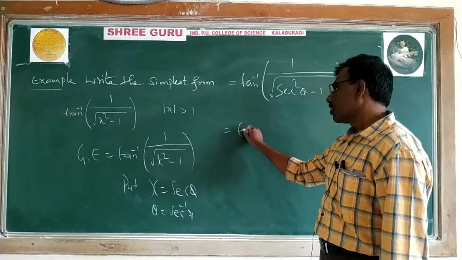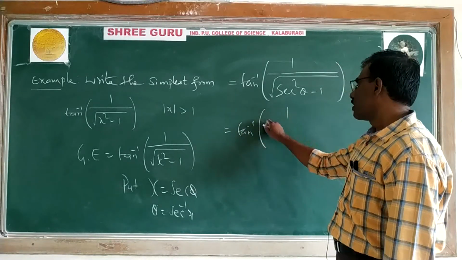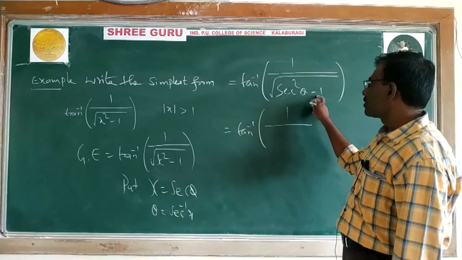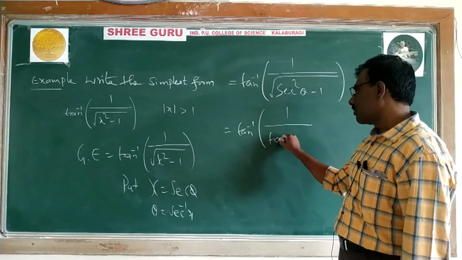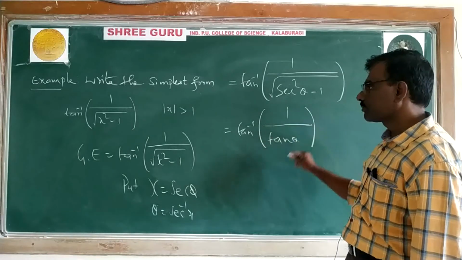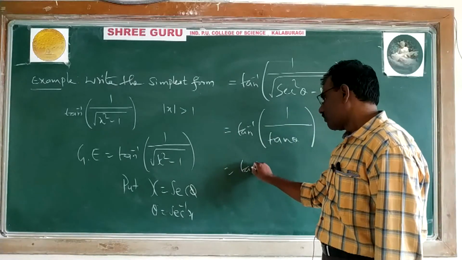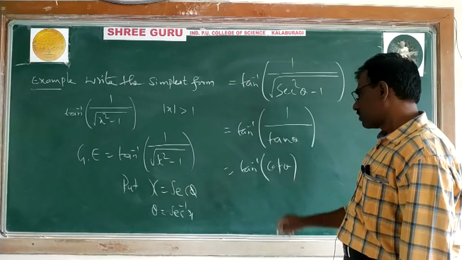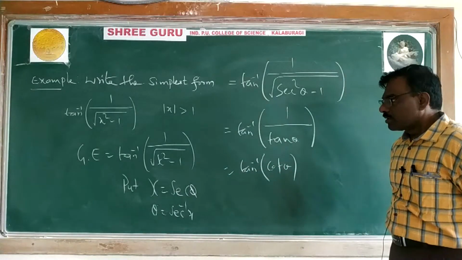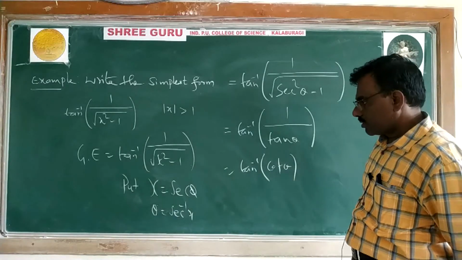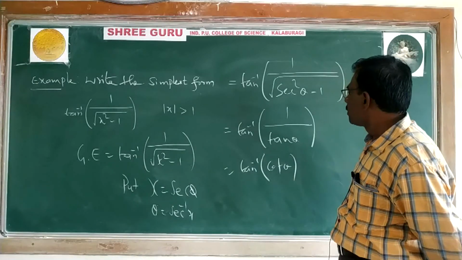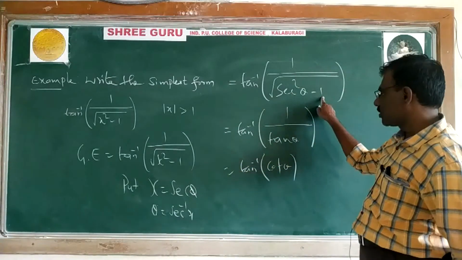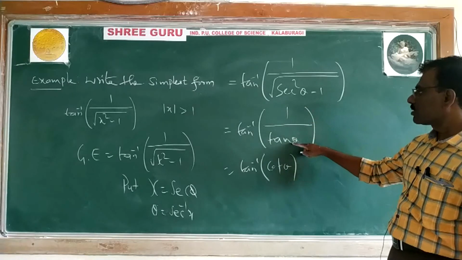Tan inverse of 1 by root of secant square theta minus 1, which is tan square theta, so it is tan theta. Tan inverse of 1 by tan theta, it is cot theta. Secant square theta minus 1, where x is secant theta, is tan square theta, and the root is tan theta.